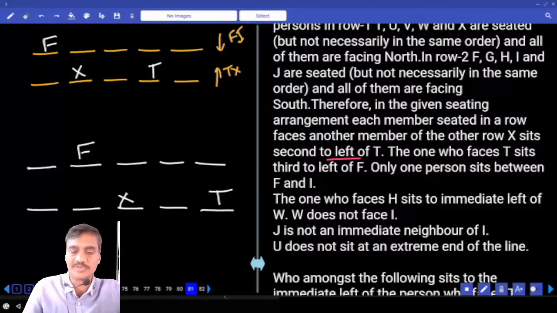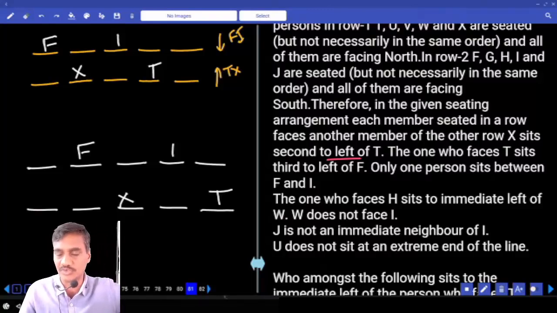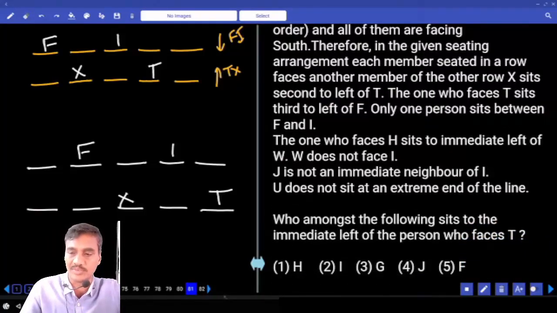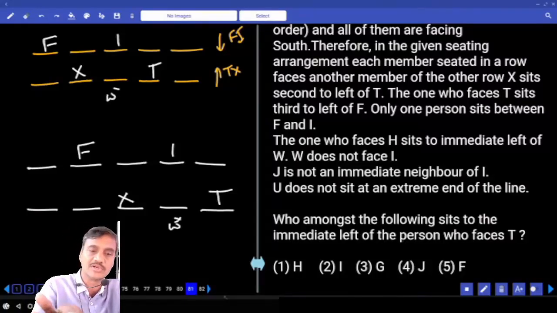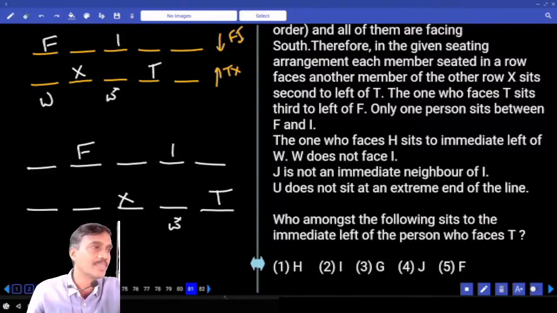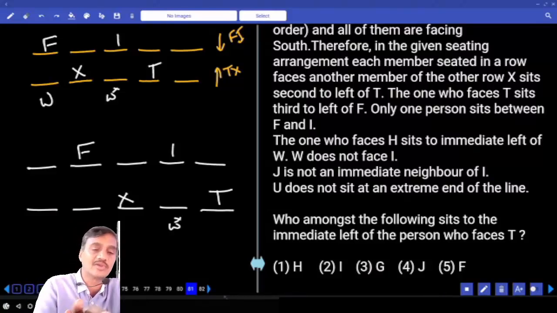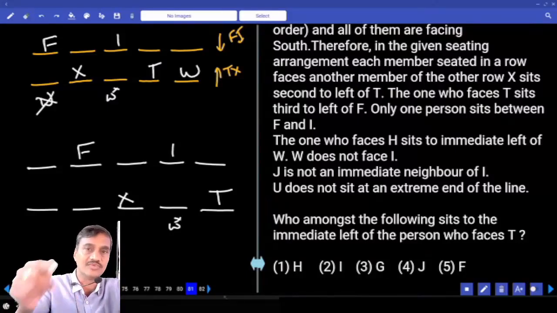Next, only one person between F and I. In between F and I, there must be exactly one person. Next, the one who faces H sits to the immediate left of W. W does not face I. W cannot be here. Can you take W at this place? If W is here, the one who faces H sits to the immediate left of W, which is not possible. So W is here, and the one who is facing W is to the immediate left of H, H is here.